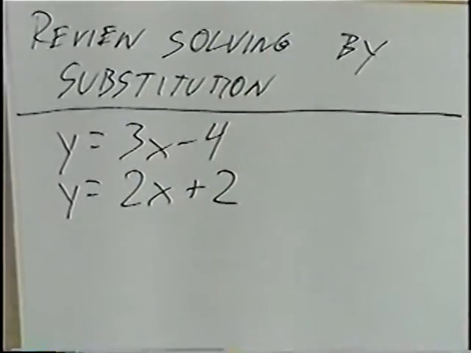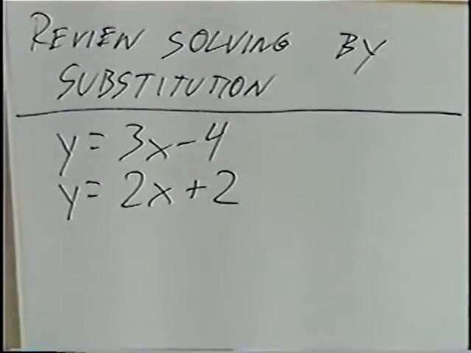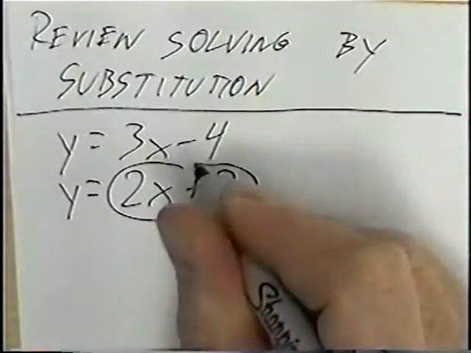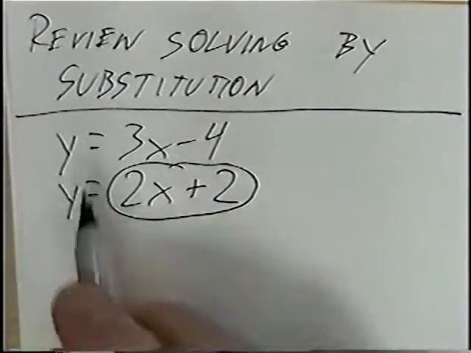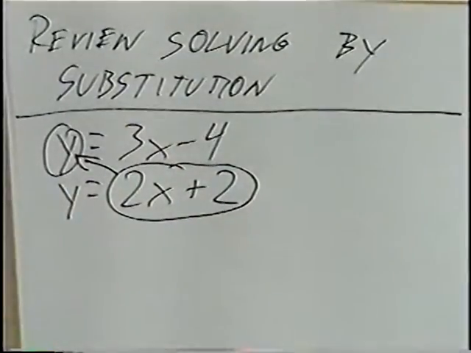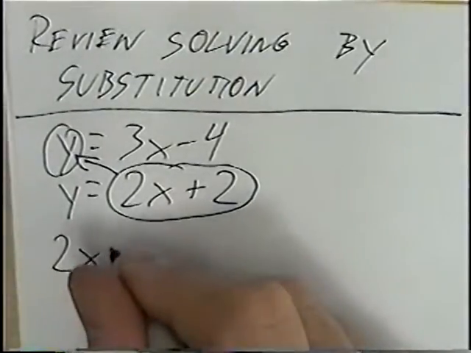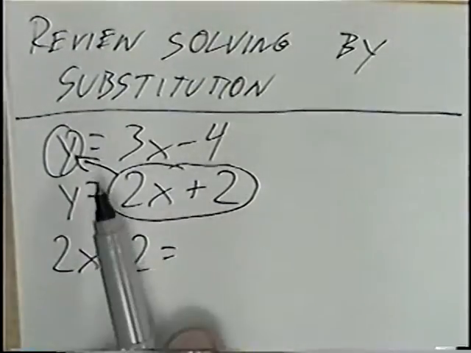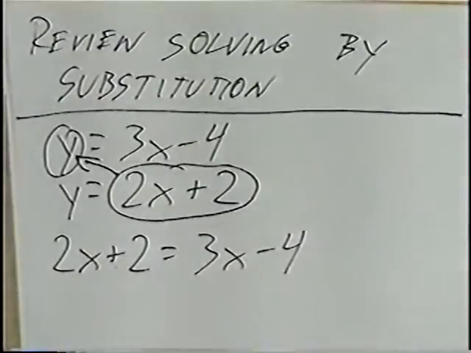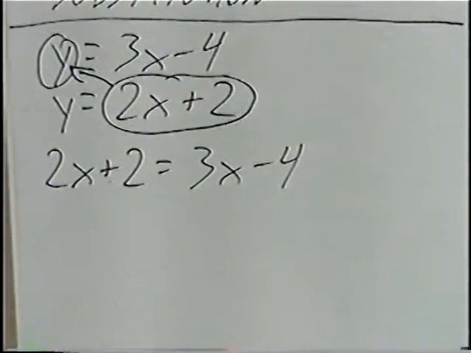Again, to solve by substitution, we'll replace one of the variables and solve for the other variable. The second equation, if we have y equals 2x plus 2, since that is equal to y, we can replace or substitute that in for the other y. So rewriting the first equation, in place of y though, we'll substitute or replace 2x plus 2 and equals the other side, which is 3x minus 4. Now we have one equation with one variable that we can solve.